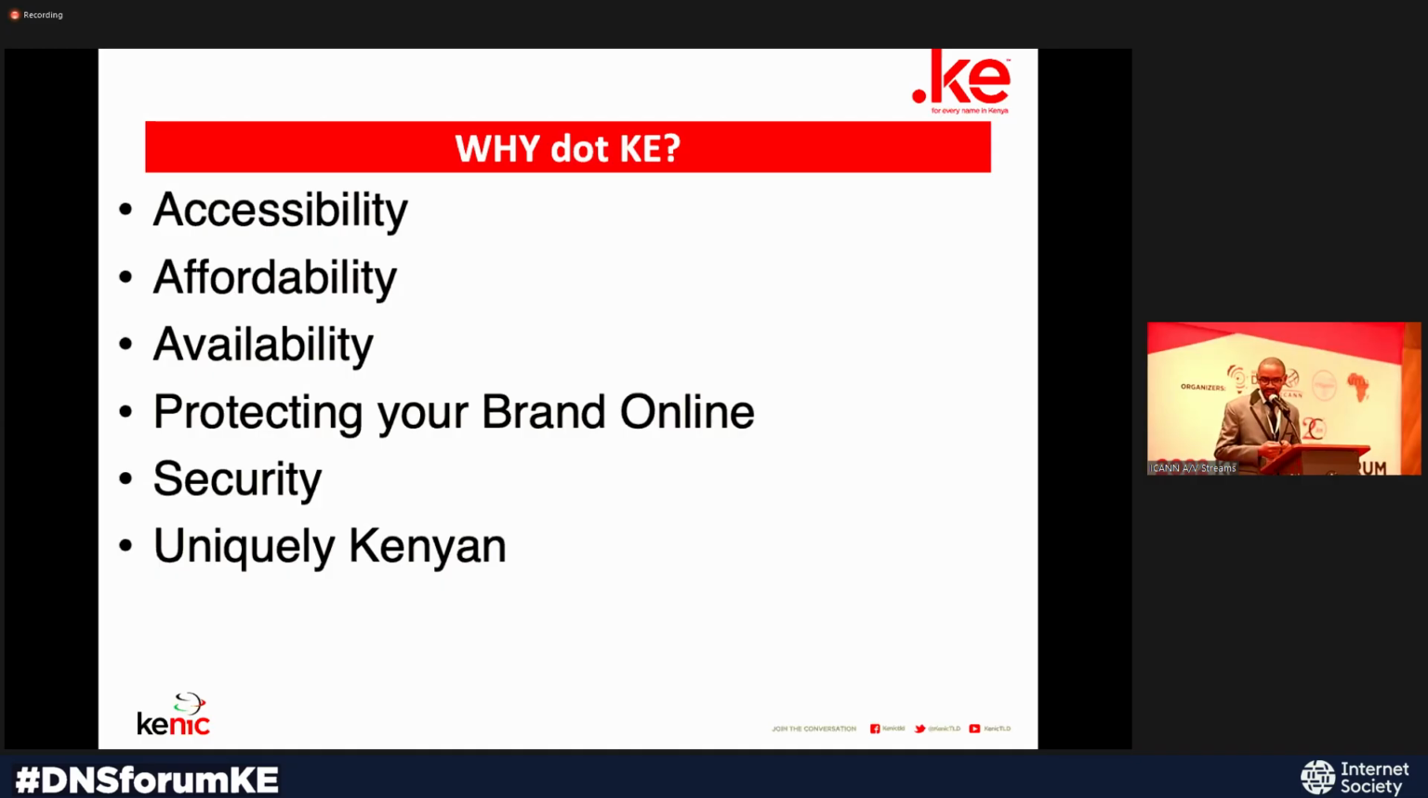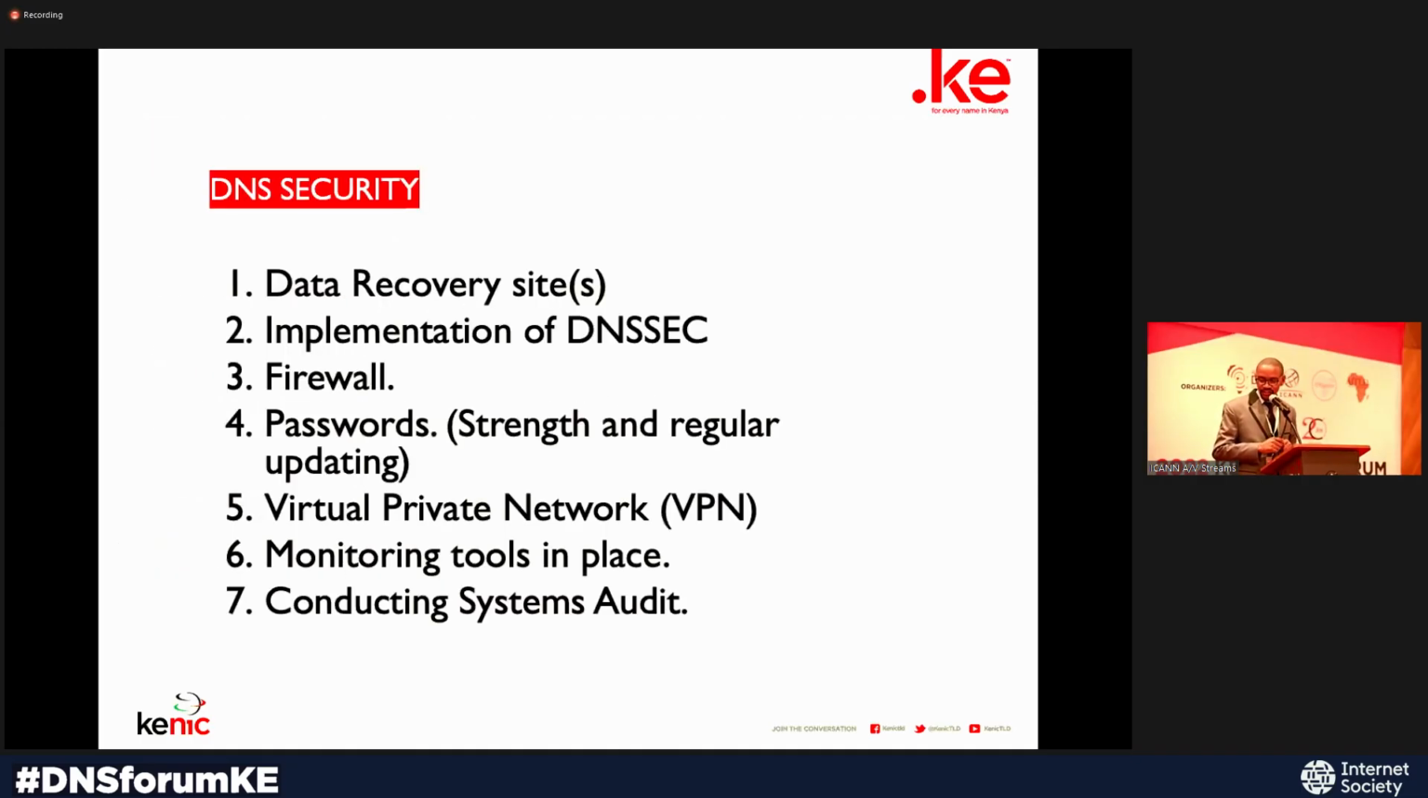As I finish up on the next slide, I just wanted to touch on a few aspects of DNS security, since DNS is a very critical internet infrastructure. The best implementation that we've done is having multiple recovery sites. We implement what we call DNS Security Extensions. From a networking perspective, we have firewalls, passwords, VPNs, and of course monitoring tools, just to ensure that our infrastructure is solid and secure. Because if the infrastructure goes down, within a matter of days before the recursive servers pick up from the root server, the DNS can collapse. Okay, next.